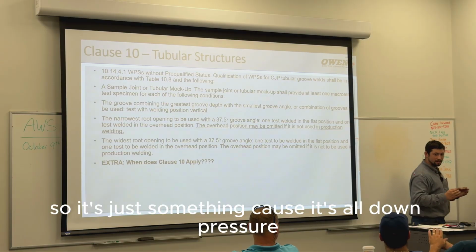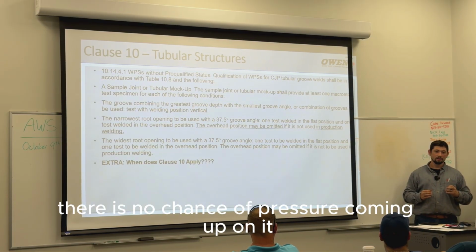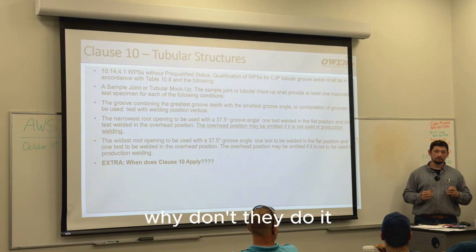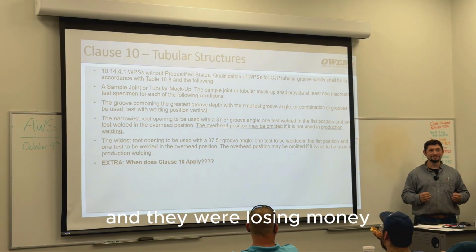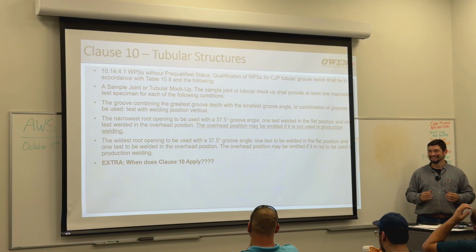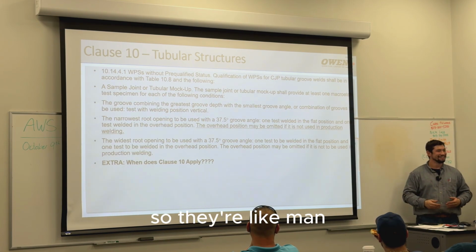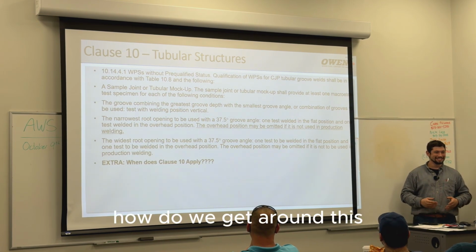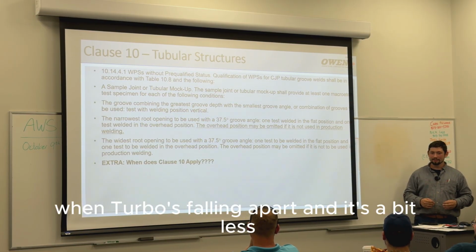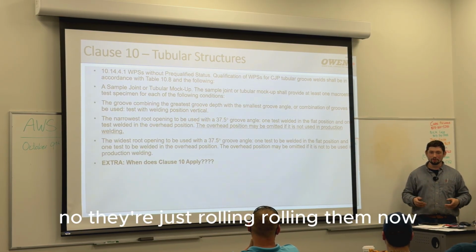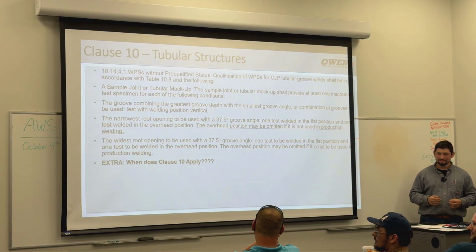Is that just something because it's all down pressure, there is no chance of pressure coming up on it? Yeah, why did they do it? Because too many people were failing, and they were losing money. They're failing their overhead section, so they're like, man, how do we get around this? And they changed the code. So what, wind turbines falling apart in the Midwest? No, they're just rolling them now.